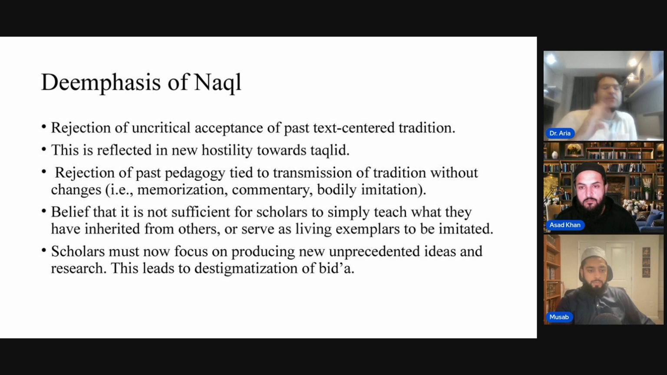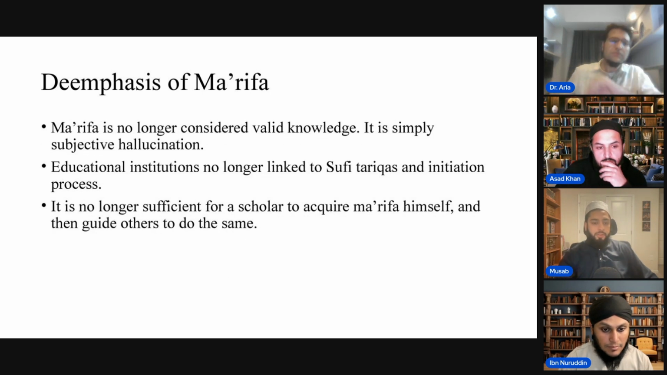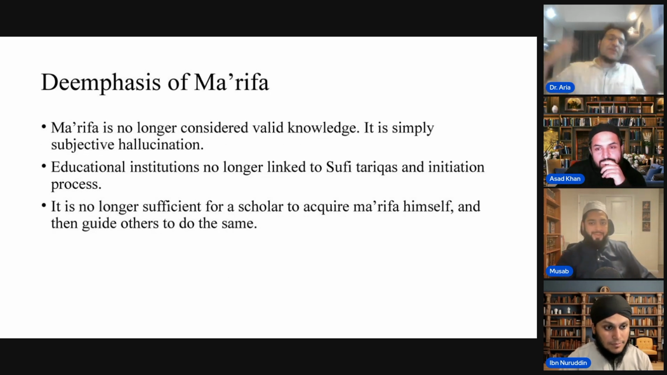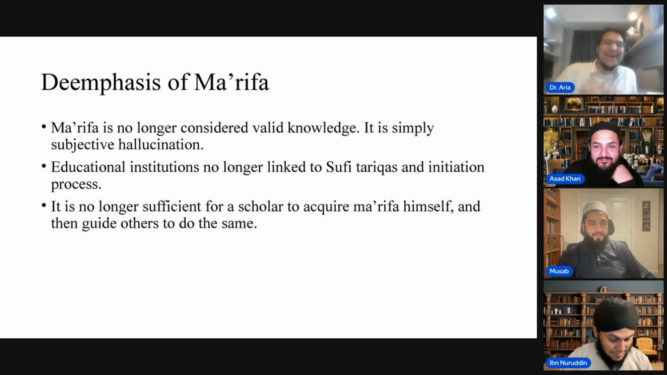What is the key feature of a scholar is the ability to produce new, unprecedented ideas through critical thinking and research. Bid'ah isn't a bad thing in a sense. Bid'ah is a good thing. They wouldn't say bid'ah. They would say like al-fikr al-ibda'i, something along these lines. Innovation. Yeah. Innovation is something that is good. Innovation is not something that is bad. What makes a scholar the best scholar is the best innovator. So this is kind of a very different perspective.